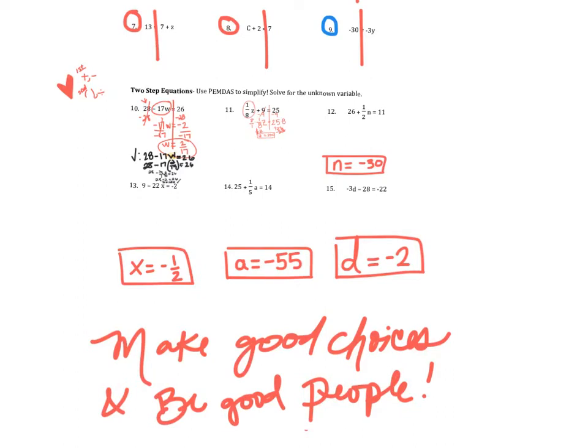Okay, make sure you finish the problems up top that we didn't do together, and then I gave you the answers on the bottom section. Just make sure you show all of your work and that it matches.